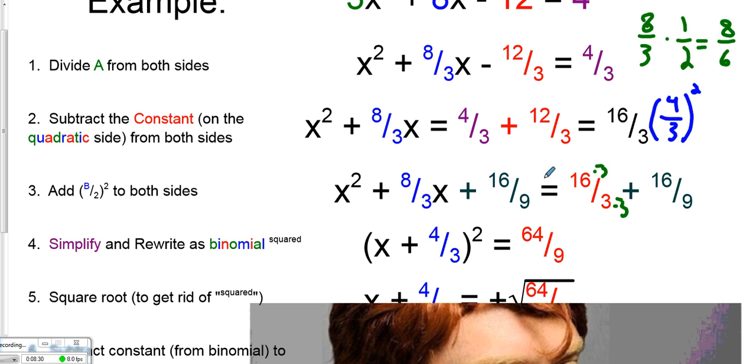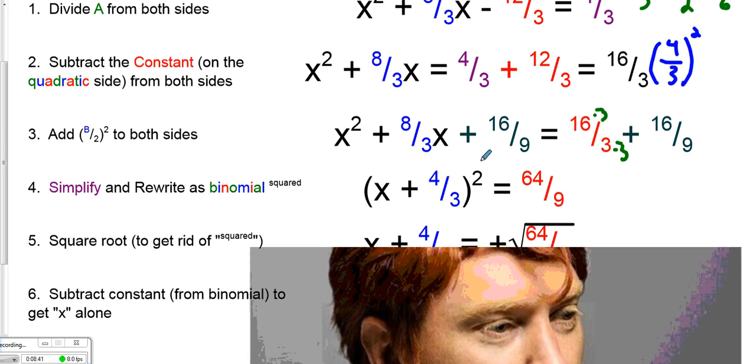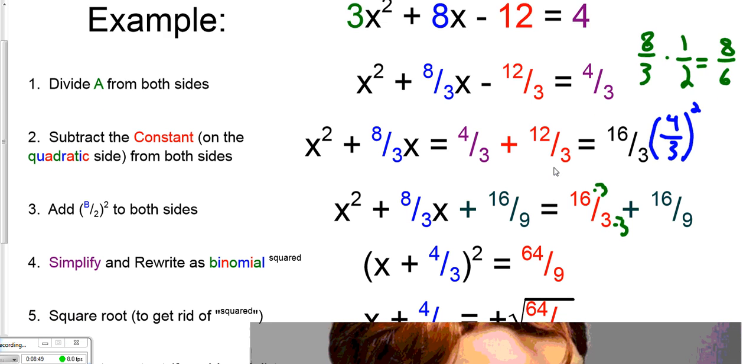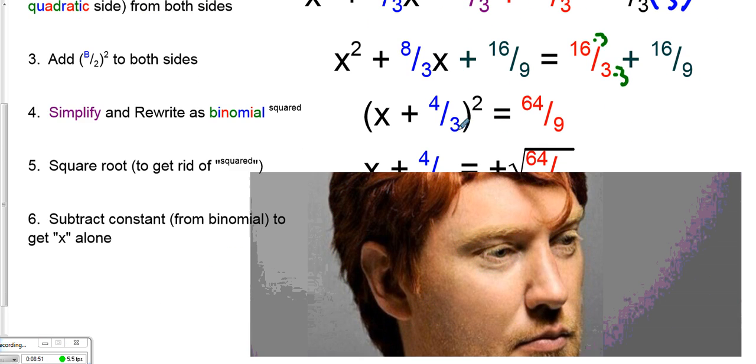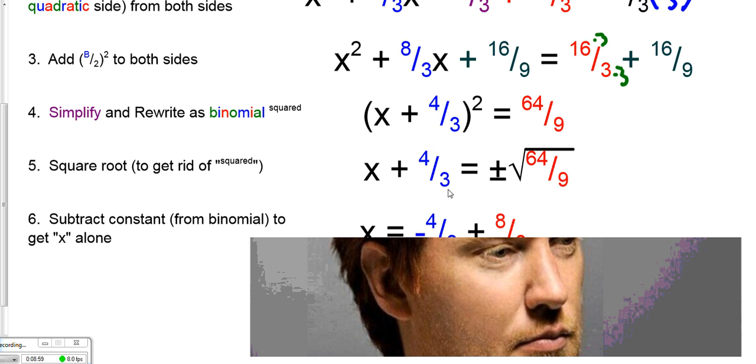This side we need to rewrite as a binomial squared. What did we say was half of 8/3? That 4/3. So x plus 4/3 squared equals our 64 ninths. Okay, it does get a little messy sometimes when you're working with an a value that is not 1. That's okay. Push through it, and it'll get nicer at the end. To get rid of this squared, we do the square root of both sides. So square rooting both sides, x plus 4/3 equals positive or negative square root of 64/9.